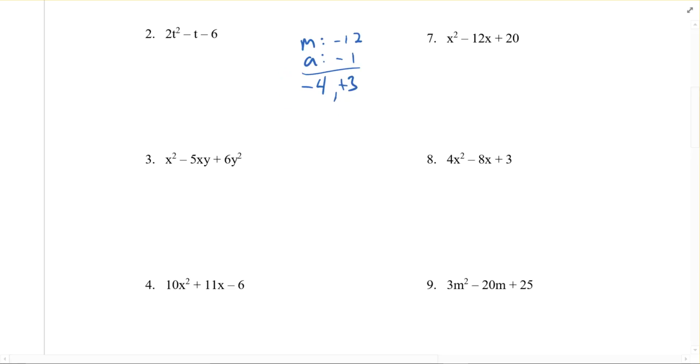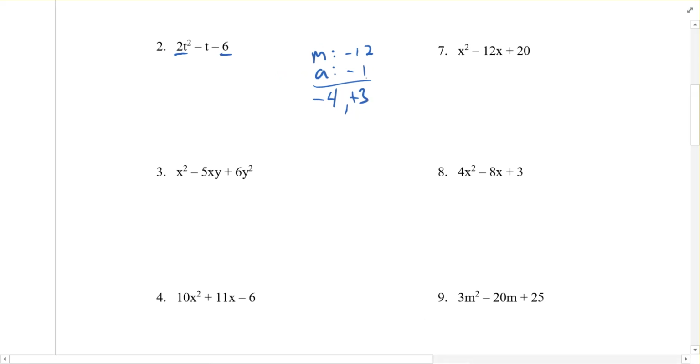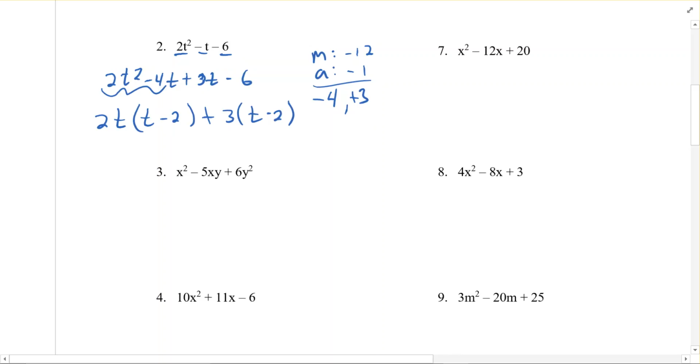Okay, 2. My numbers need to multiply to -12, add to -1, the middle number. That ended up being -4 and 3. So if I write this out, we've got 2t squared minus 4t plus 3t minus 6. I'm going to factor this part first. I can factor out a 2t, and I'm left with t minus 2. Plus, I can factor out a 3 out of this, so 3 and then t minus 2. My factors for this now are t minus 2 and 2t plus 3.